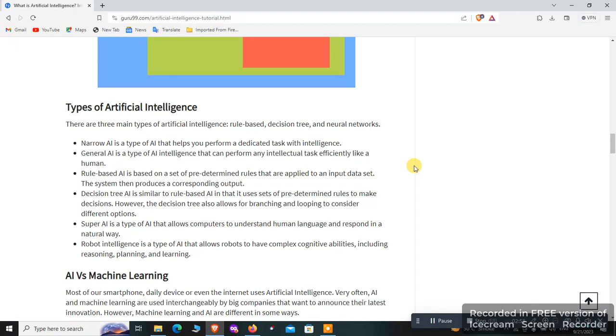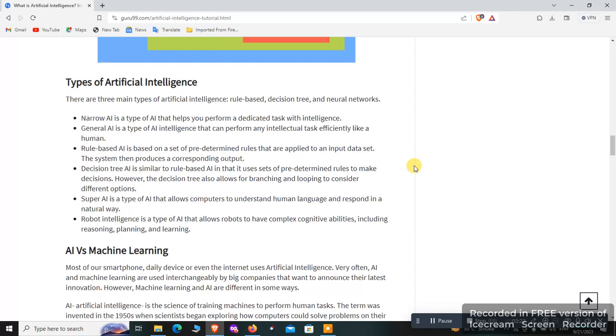Decision tree is similar to rules-based AI in that it uses a set of predetermined rules to make decisions. However, a decision tree also allows branching and looping to consider different options. Super artificial intelligence is the type of AI that allows computers to understand human language and respond in a natural way. Robot intelligence is a type of AI that allows robots to perform complex abilities including reasoning, planning, and learning.